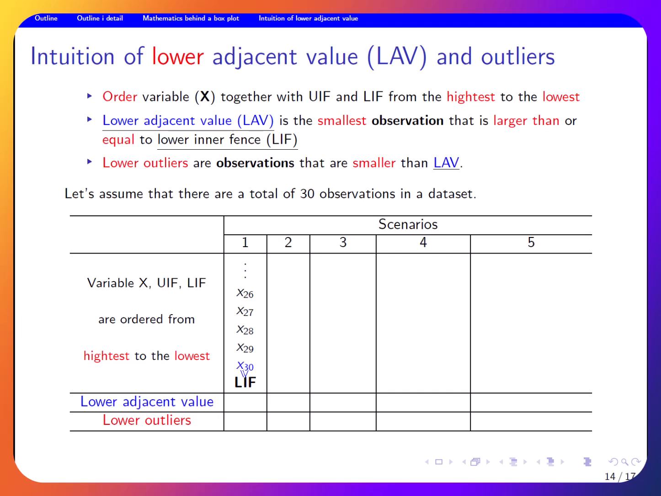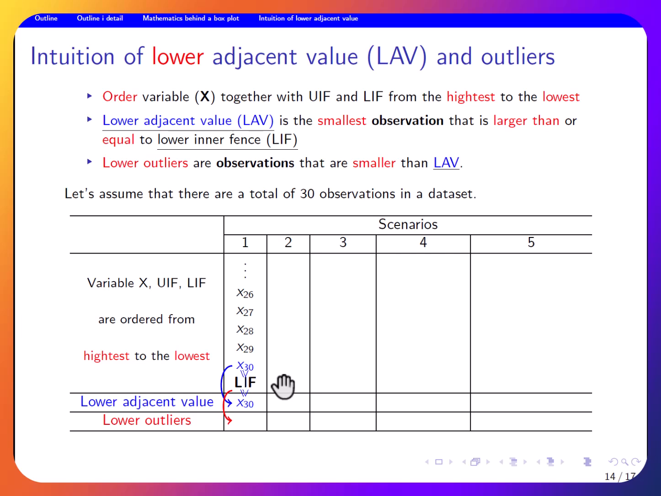In this case, the lower fence is smaller than or equal to the smallest observation x30. In the whole dataset, x30 is the smallest observation that is greater than or equal to the lower fence. Therefore, x30 is the lower adjacent value, because no observation is smaller than x30. Therefore, there are no lower outliers in this scenario.